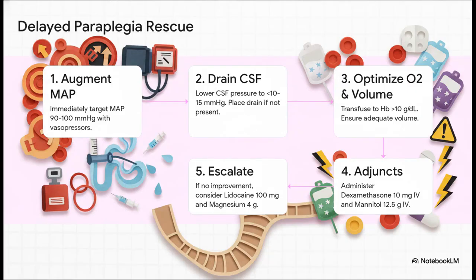Now, what if it happens? The ICU nurse calls you, your post-op patient can't move their legs. The clock is ticking. This is our rescue algorithm. Step 1, and you do this immediately, is crank up the MAP. Get it to 90 or 100 with pressors and volume. Step 2, you attack the other side of the SCPP equation. Drain the CSF. If there's a drain, open it. If there isn't one, someone needs to put one in, stat. Then you optimize everything else. Get their hemoglobin up over 10, make sure they're volume replete. The adjuncts like steroids and mannitol might help with cord swelling. This is a true code stroke for the spinal cord. And if you move fast, sometimes, just sometimes, you can reverse it.